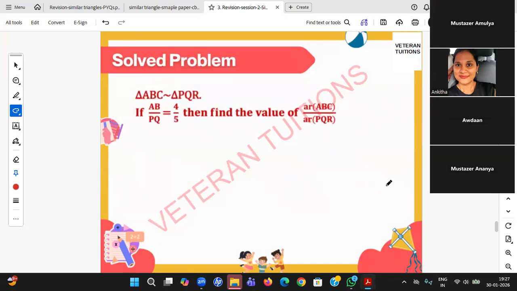Okay, one question on this, and let's close this particular chapter. You should see, first of all, whether they are similar. If similar, then you should see their ratios are given. And once he's asking areas, you know the formula. You just square it and give. That's all.